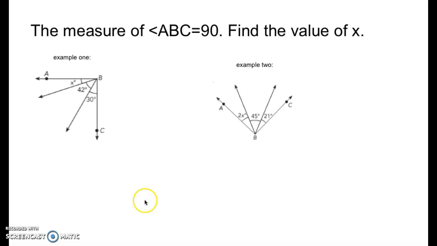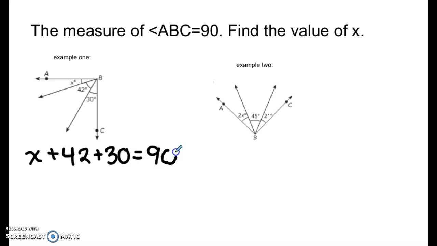Now that we have some vocabulary, we can find missing angles. So here it tells us that the measure of angle ABC is 90 degrees, and we want to find the value of x. So we can write an equation to find x. We know x plus 42 plus 30 has to equal 90 degrees.